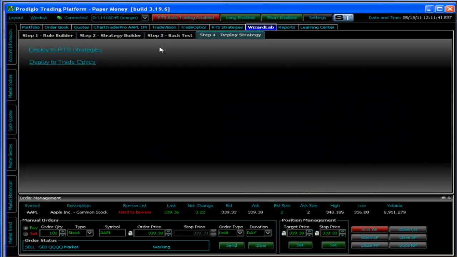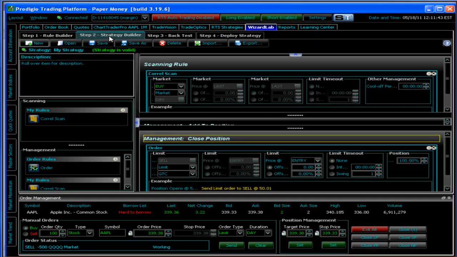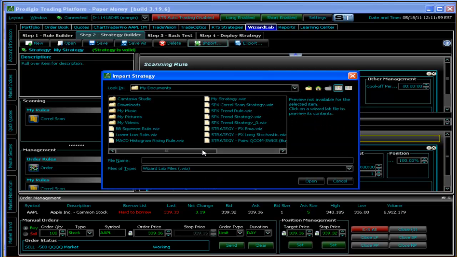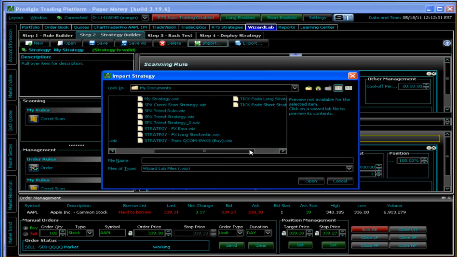I'm going to talk about each one of these in detail, but in order to import the strategy, I simply go to Step 2, the strategy builder. There's an import button right next to my export button. So Shadow Trader would have exported the Wiz file, and you would have saved it on your local file system. Now I'm going to import this Shadow Trader Forex strategy.